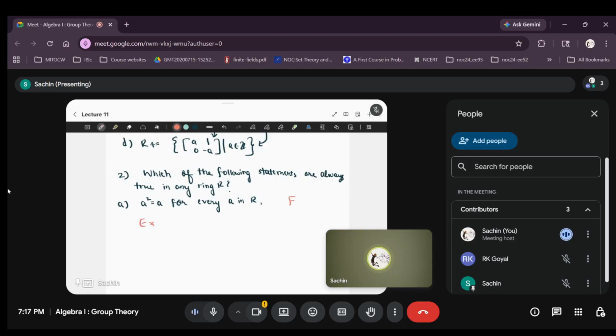Counter example is Z plus multiplication. 2 into 2 is equal to 4, which is not equal to 2.